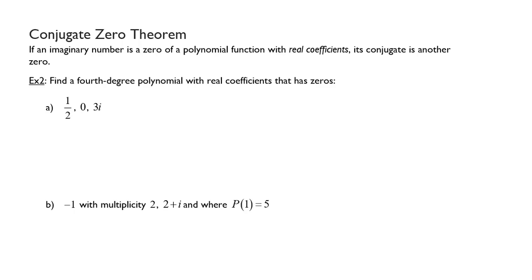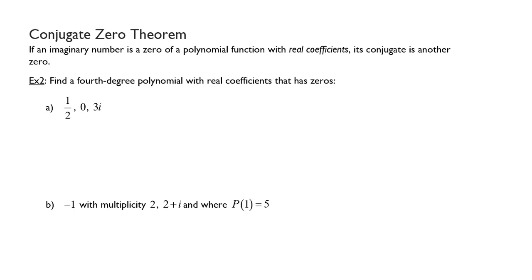Welcome to part 2 on complex zeros. We're going to now look at the conjugate zero theorem, and this shouldn't be the first time you've heard me talk about this. If an imaginary number is a zero of a polynomial function with real coefficients, its conjugate is another zero, which helps us with all of the following exercises.